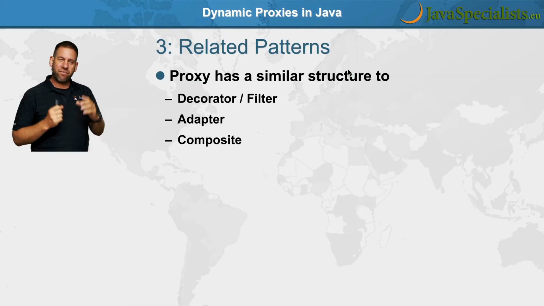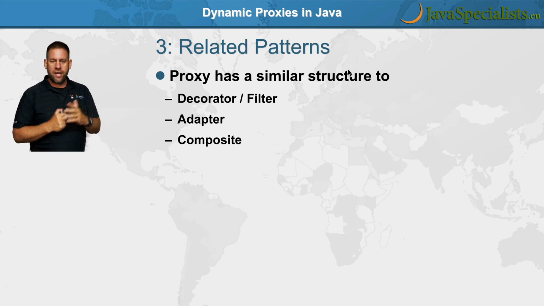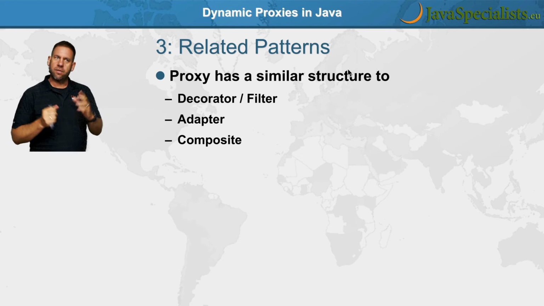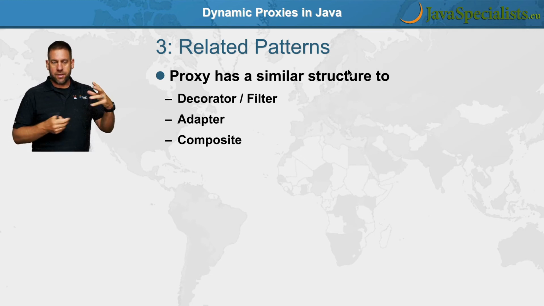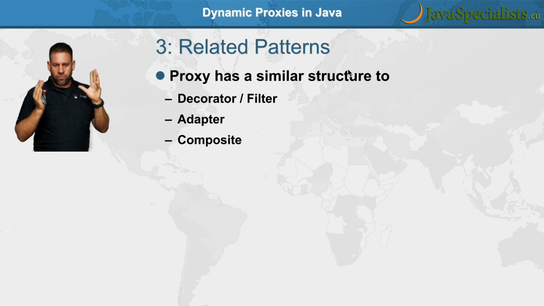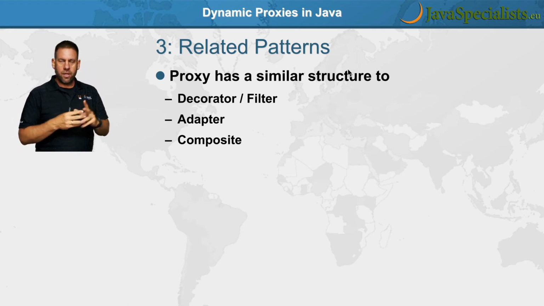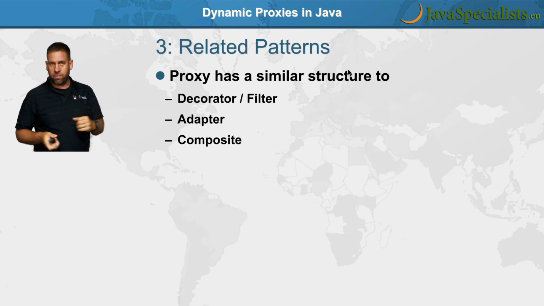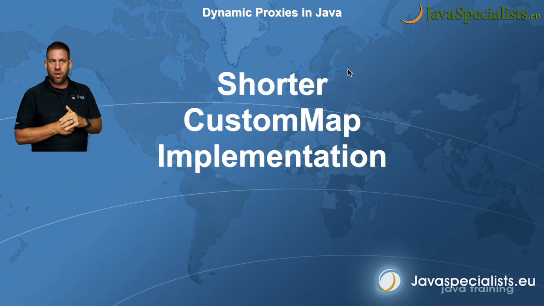The proxy has a very similar structure to some other patterns like decorator/filter, object adapter, and composite. And so in my book, I used the same mechanism from the proxy in order to, for the dynamic proxy, also create dynamic decorators, adapters, and composites. And I'll show you just one example.